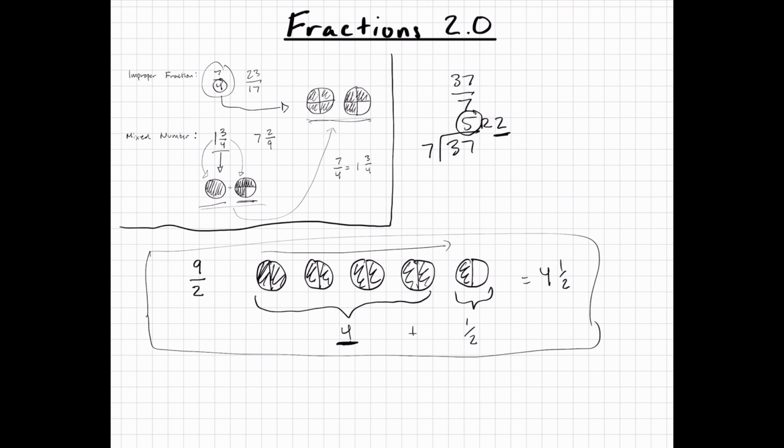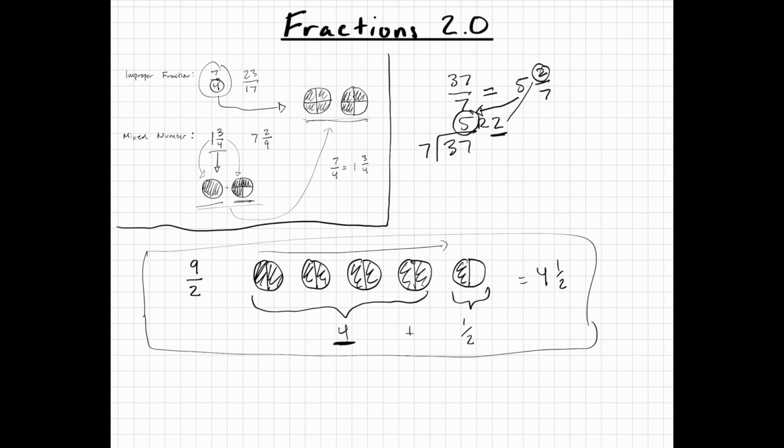So if I wanted to convert 37/7 to a mixed number, I could write it as 5 and 2/7, where 5 is the whole number we get when we divide, 2 is the remainder we're left with, and 7 is the thing we divided by. Okay, so that's how we convert between improper fractions and mixed numbers.